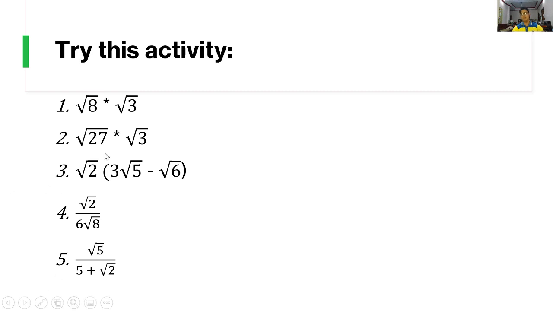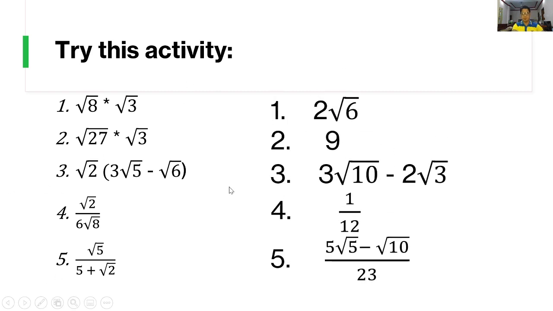Okay, so time is up. This will be the answers. So number 1, that will be 2 square root of 6. Number 2, that will be a whole number 9. So kahit na may radical, pwedeng whole number yung sagot. Number 3, the answer should be 3 square root of 10 minus 2 square root of 3. Number 4, 1 over 12. Number 5, square root of 5 times square root of 5 minus square root of 10 all over 23. So this should be your answer for this given.